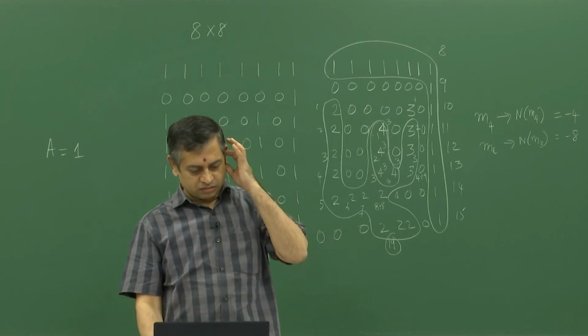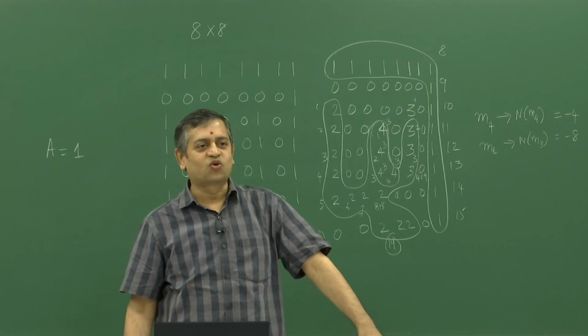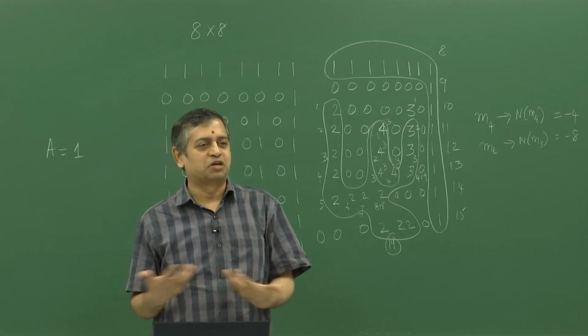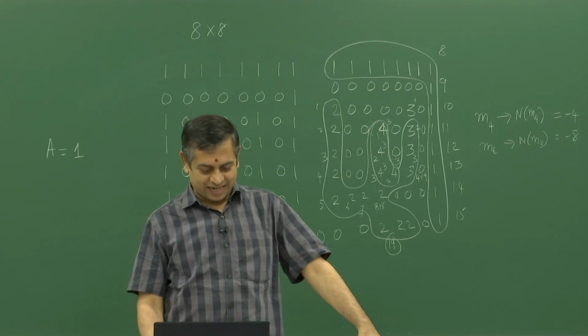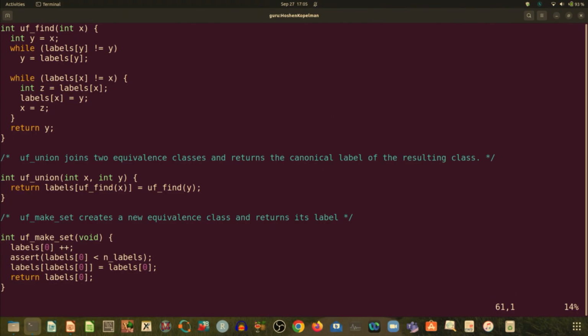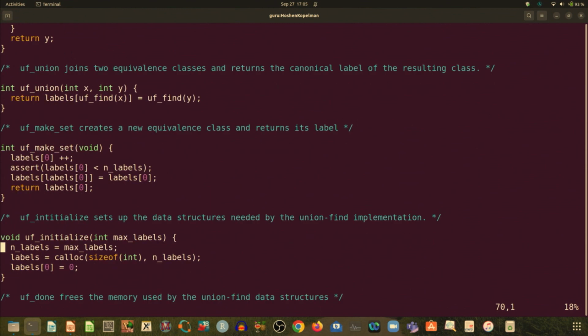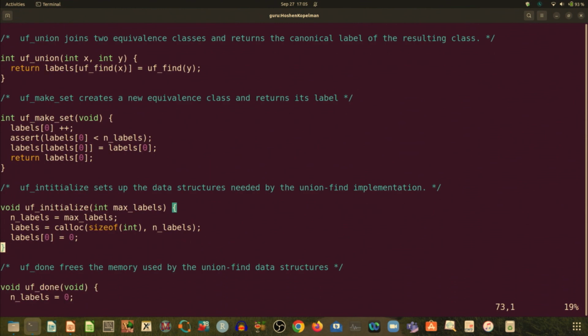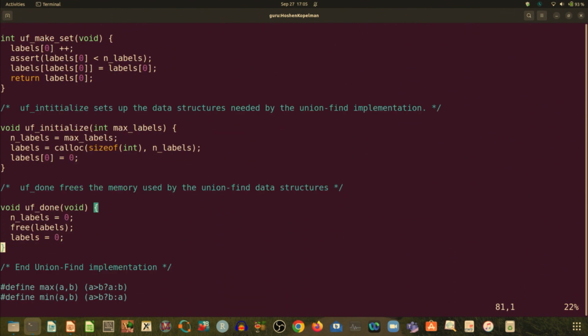And this is a union. You can see it is a one line code, basically it is putting them all together, and so this creates the new equivalence class. So, if you have a new point, it has to create a new equivalence class, that is what 2 is, and it will return that label. And this is initialization of data structure, and this is freeing the memory.